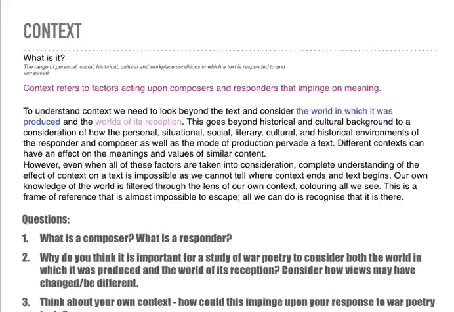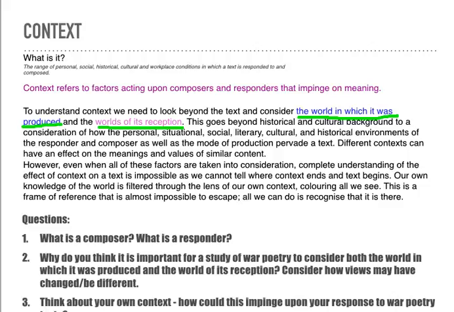Basically, to understand the context, we need to look beyond the text. So we're not just looking at the specific poem, we're looking at the context of the poem. We're looking beyond the text, and we're considering two different things: the world in which it was produced, and the world of its reception. So we're looking at the world then, and we're looking at the world now.